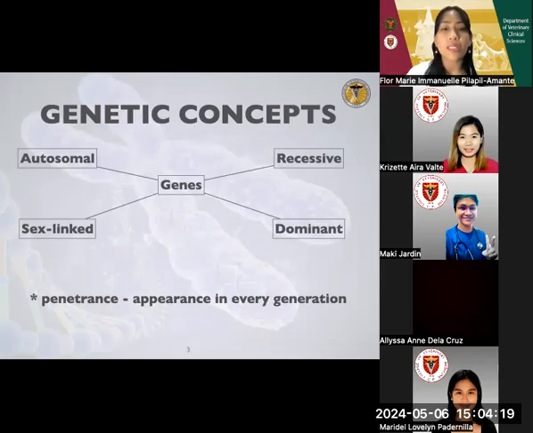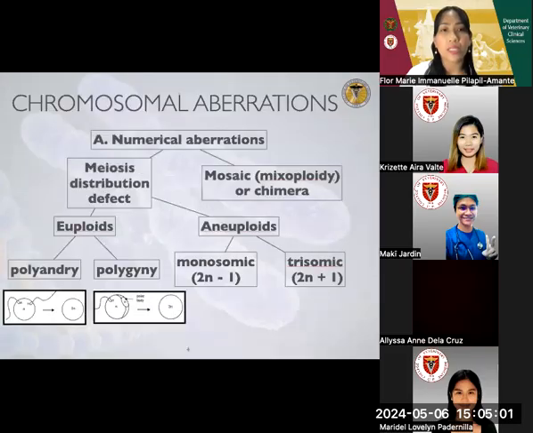And we have the concept of penetrance, which means that this particular trait can appear in every generation. So we can say that a dominant gene has high penetrance because it can appear in every generation. A recessive gene has low penetrance because it may skip a generation. So we know that some genes may only be evident in the grandchildren. Okay, it skips the parent level, so it can only be shown at the grandchildren level. So we have such variations that we see in humans and also in animals.